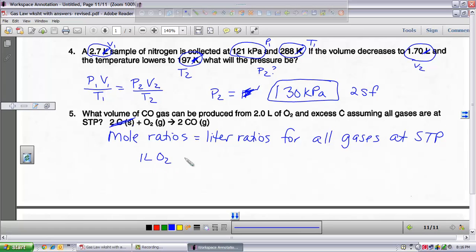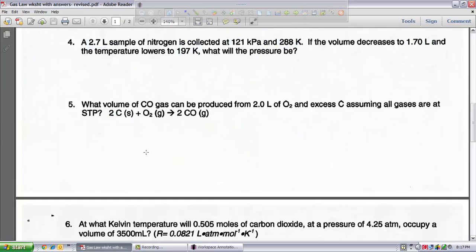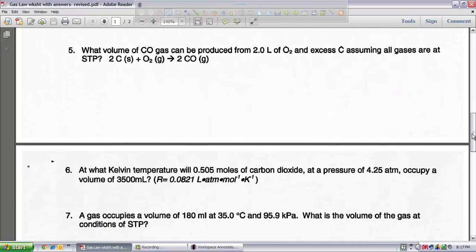But if you look at these two other gases, 1 liter of oxygen will produce 2 liters of carbon monoxide, just like 1 mole of oxygen will produce 2 moles of carbon monoxide. Mole ratios, liter ratios, they're the same whenever you have these gases at STP, standard temperature and pressure. So if you have 2 liters of oxygen instead of 1 liter, you're going to produce double the number of liters. So you'll produce 4 liters of carbon monoxide because your mole ratio is the same as liter ratios for gases at standard temperature and pressure. All right, we're going to keep going here.